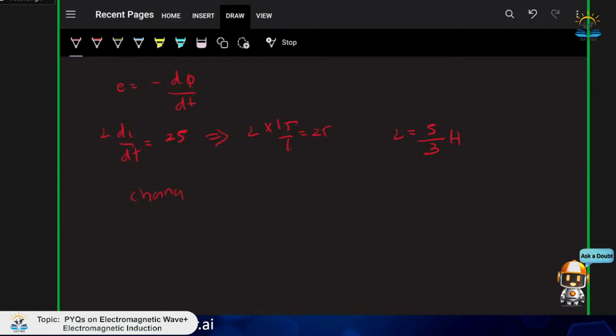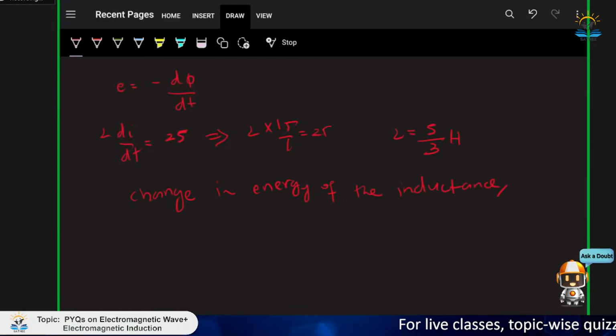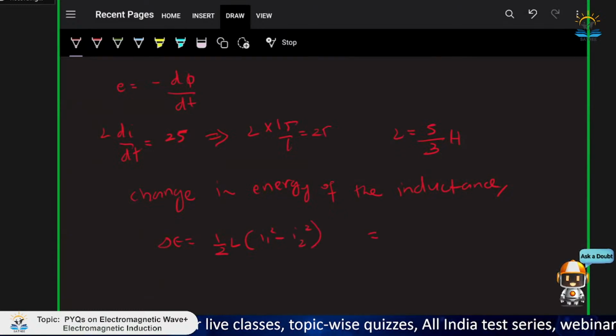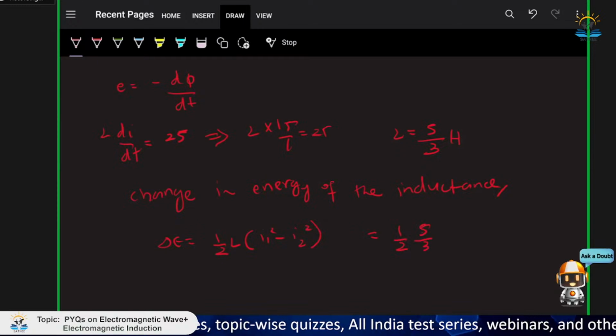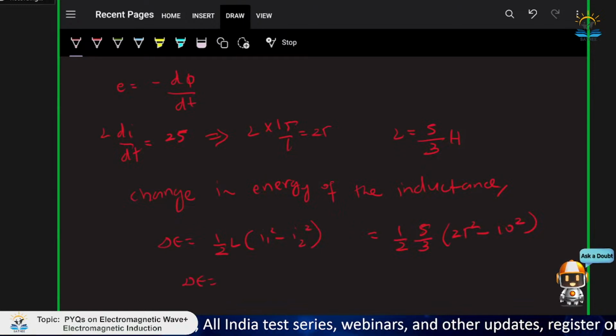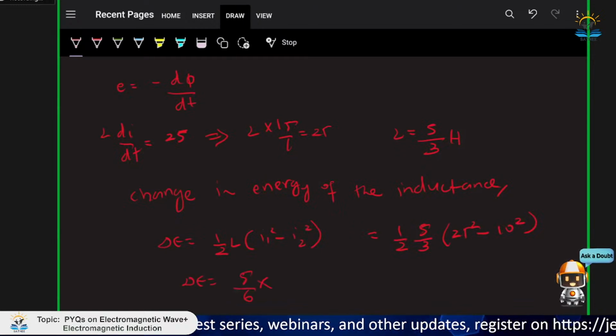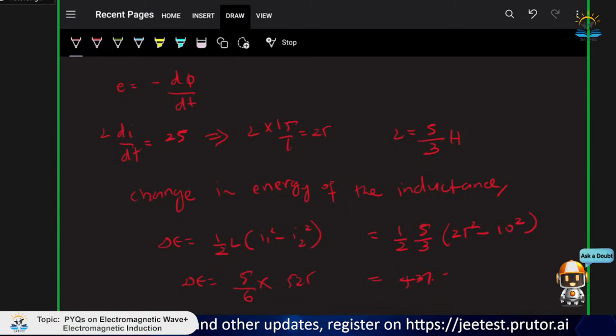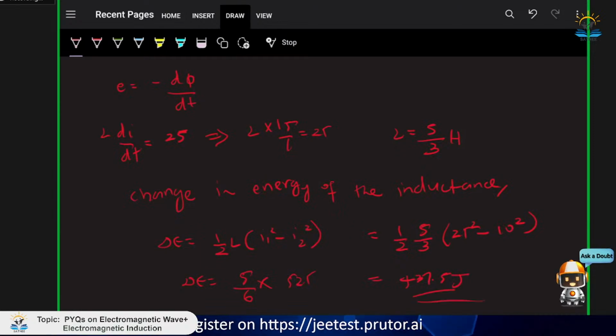Next is change in energy of the inductance. That will be half L into I1 square minus I2 square. So I can write half into 5 by 3, 25 square minus 10 square. Change in energy will be how much? 5 by 6 into 525. It's coming out as 437.5. Correct. Next question.